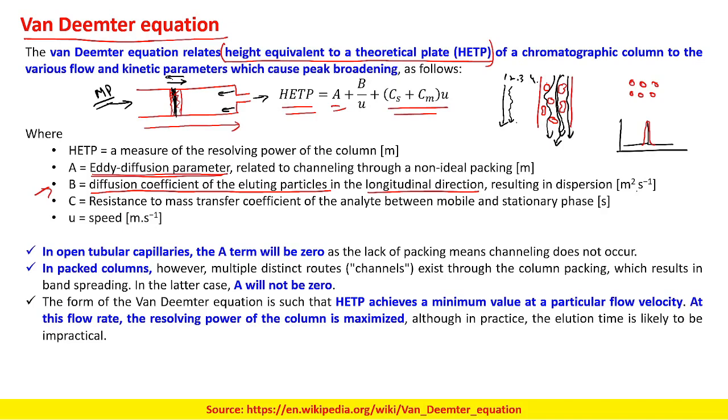Okay. In general, if the velocity of the mobile phase is higher, it has been seen that the broadening decreases. Okay. However, again, there is a limit over there. Then the third point is resistance to mass transfer coefficient of the analyte between the mobile and the stationary phase.